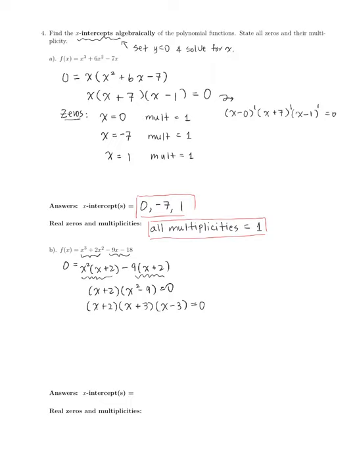All right, so it looks like the zeros are going to be x equals negative 2, x equals negative 3, x equals 3, and how boring, the multiplicity of all of it is going to be 1 again. All right, so let me write that x-intercepts are negative 2, negative 3, and 3. Same thing as the zeros. And real zeros and multiplicities, I'm just going to write that all multiplicity is going to be 1.